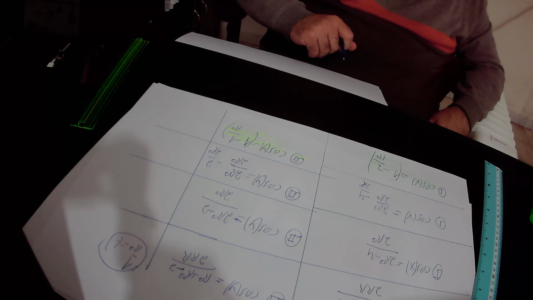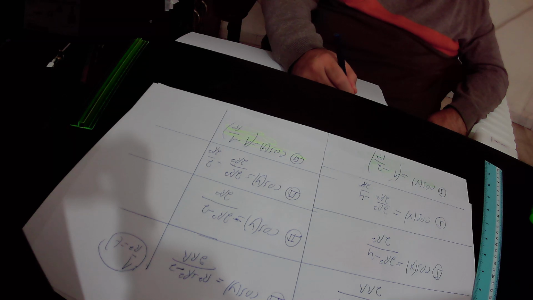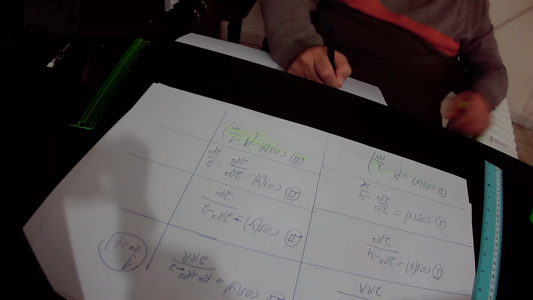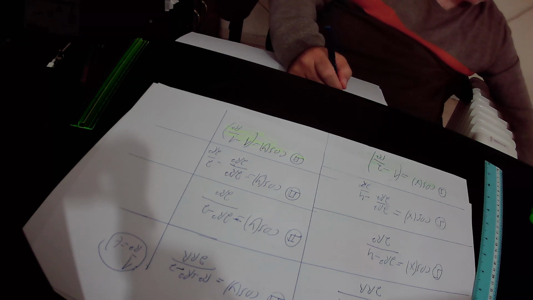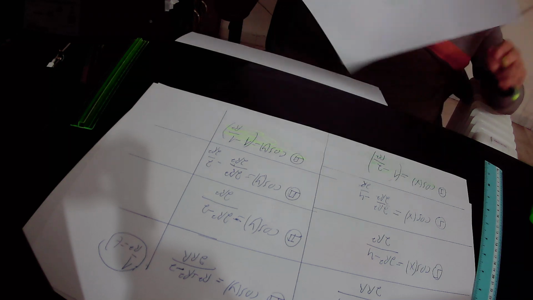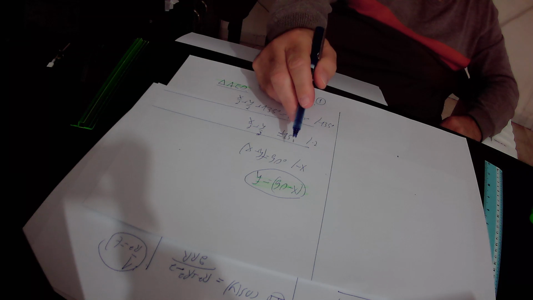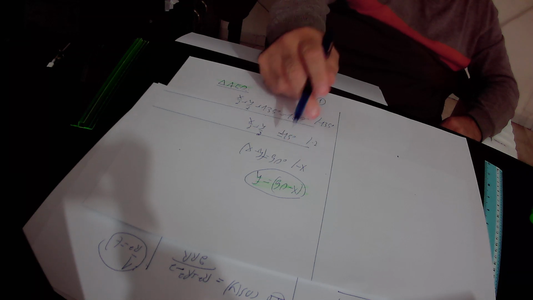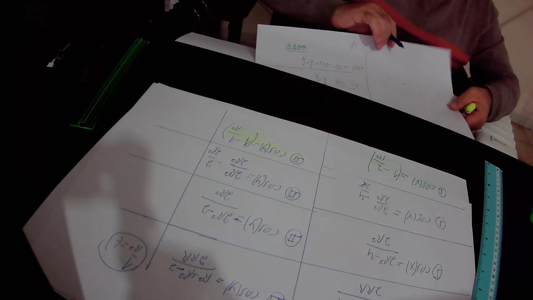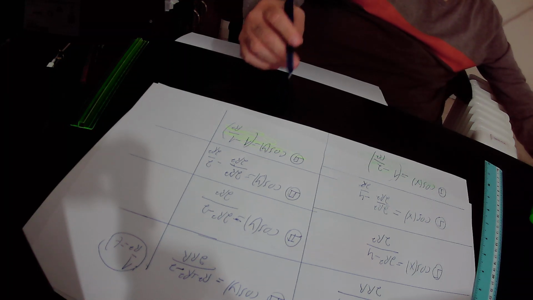Actually, we have in equation number 2 cosine y, and we have already found out that y equals 90 degrees minus x. So we substitute y in this equation number 2 by 90 degrees minus x.